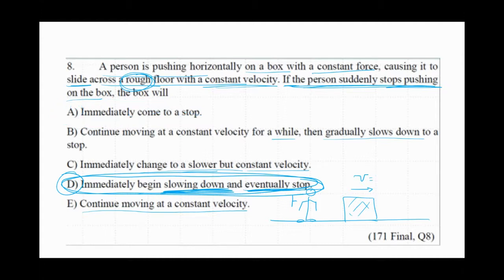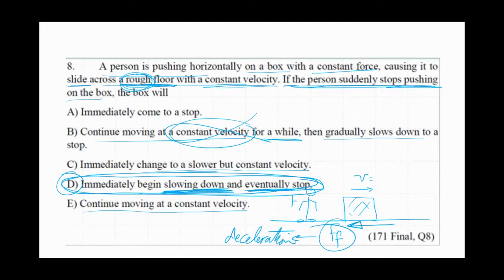Of course, number D. So number B says what? Continue moving at constant velocity for a while. Why? Here you have a rough floor. Rough floor means it cannot move with constant velocity. You remove your force, so the only force now is friction. And the friction causes slowing down because the friction produces deceleration. So immediately it slows down because of the friction.